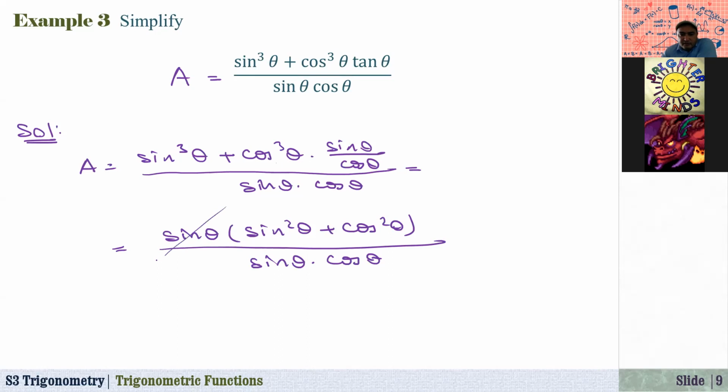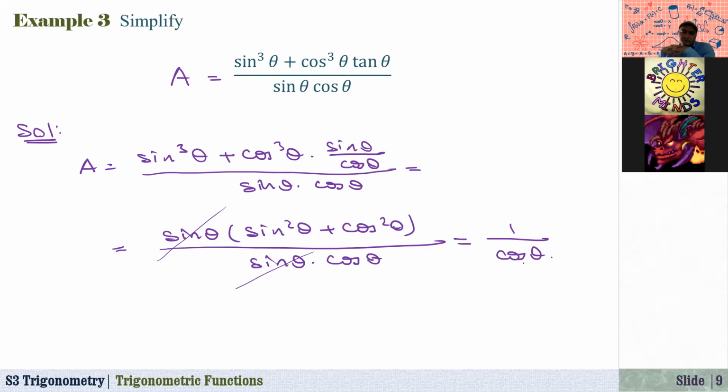So this sine of theta, they are gone. And sine squared of theta plus cosine squared of theta is equal to 1. So that's equal to 1 over cosine of theta. That's the simplest form of this expression.